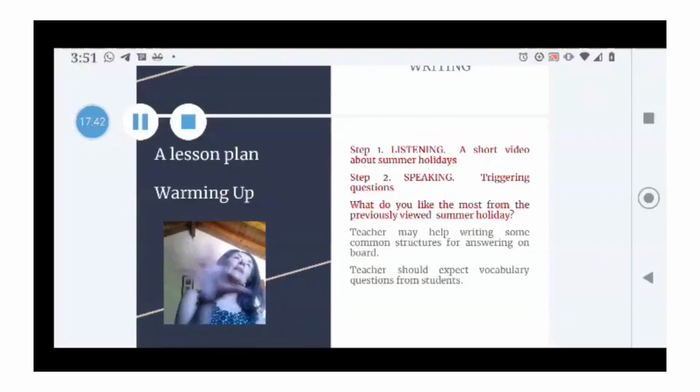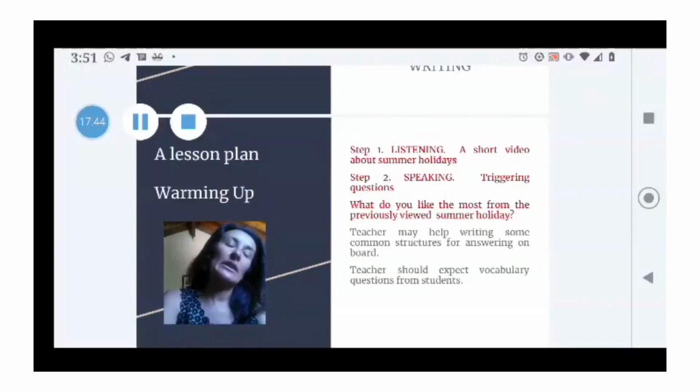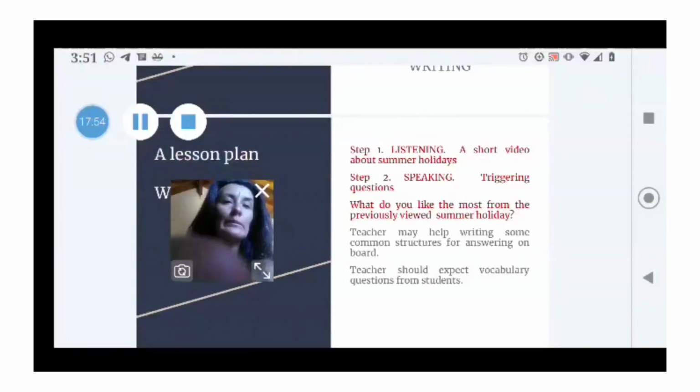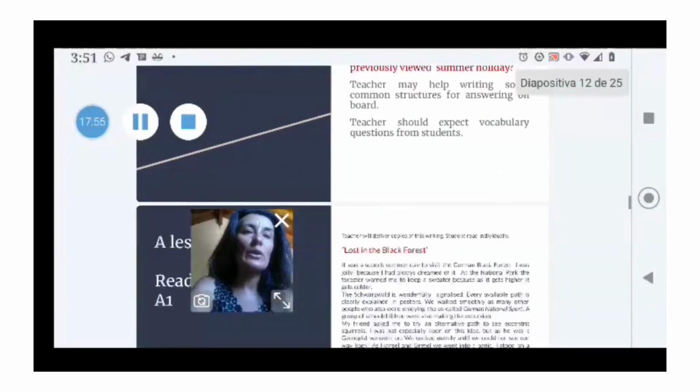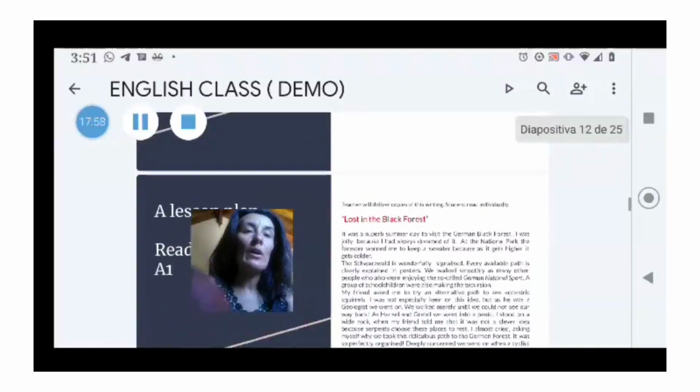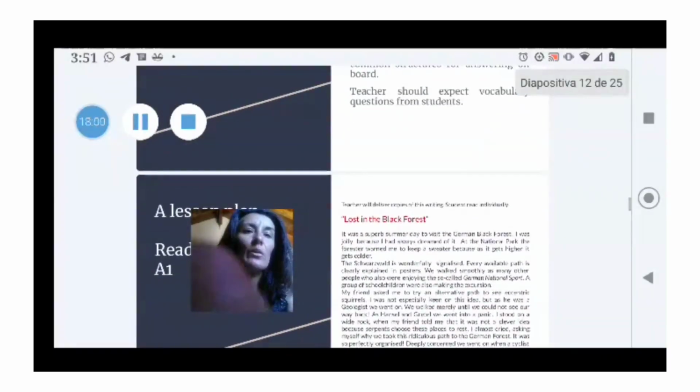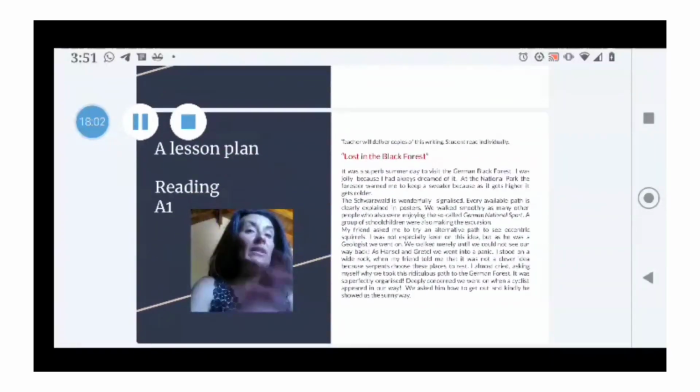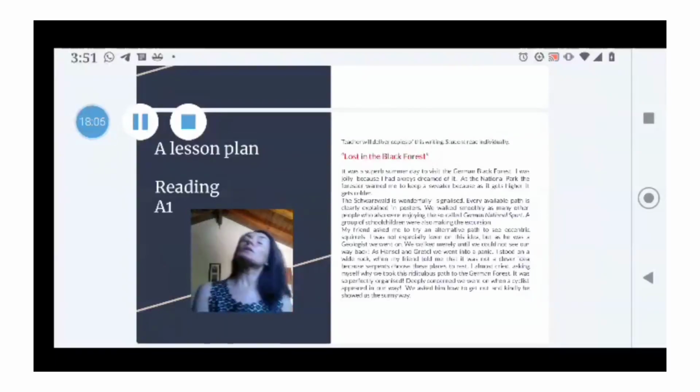The teacher may help by writing structures on the blackboard and should also suggest vocabulary or answer the questions the students will have about vocabulary. We are going to start now. Reading. We are going to start very traditionally with the reading.